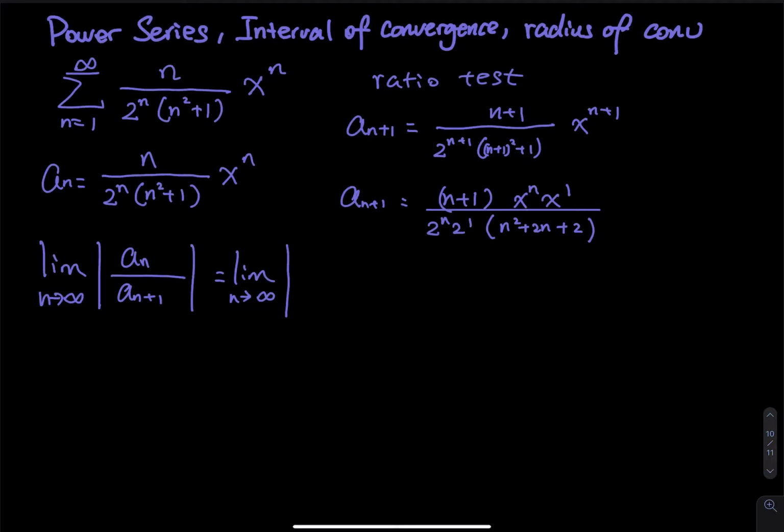So there is a minor mistake. The top should be a_{n+1}. The bottom is supposed to be a_n. And then you go ahead and do the a_{n+1}. So that means you copy the n plus 1 again. So n plus 1, x to the n, x to the first, divided by 2^n, 2 to the first, and then n squared plus 2n plus 2.